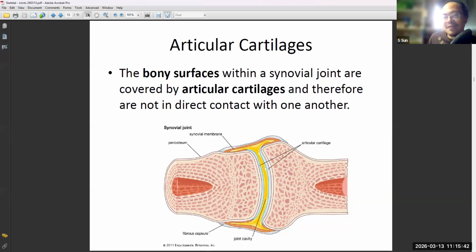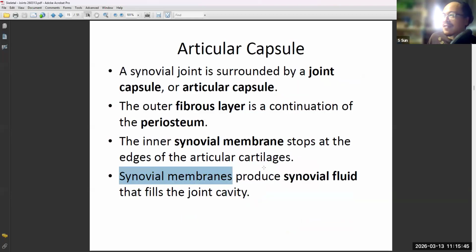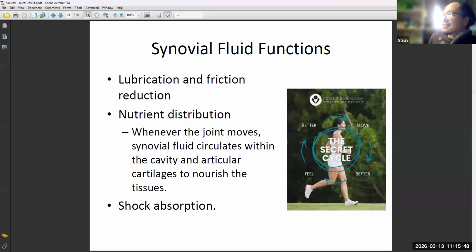We need to move. Exercise is important. So this is the cycle: you move, your joints are better, you also feel better. Move better, feel better. So what do we learn? To help your joint health is not to keep them from moving, it's to provide movement. It's very important to know.